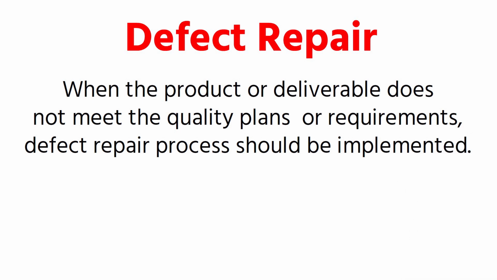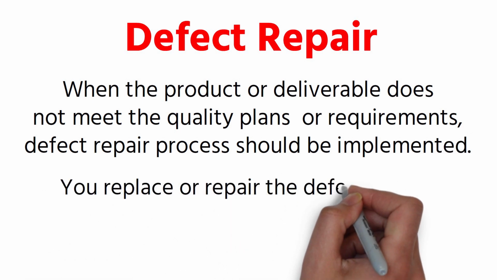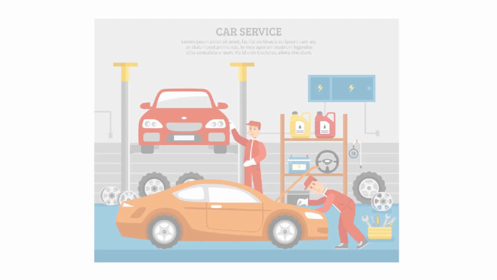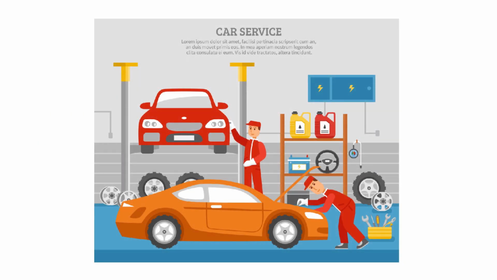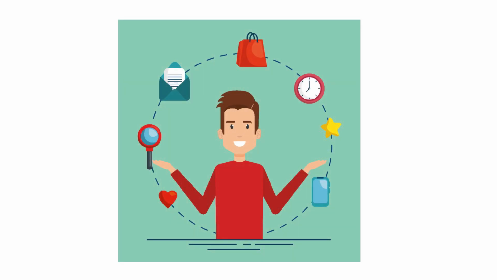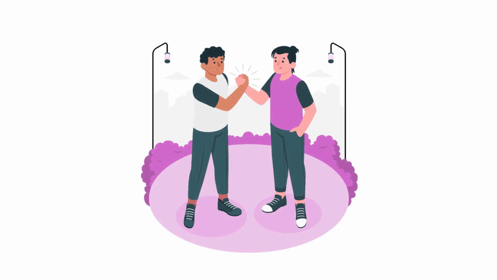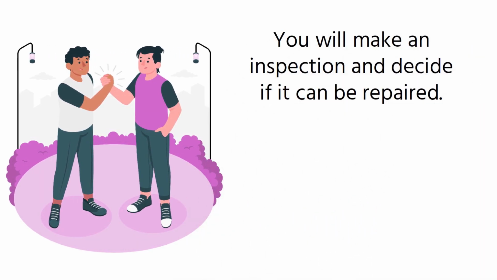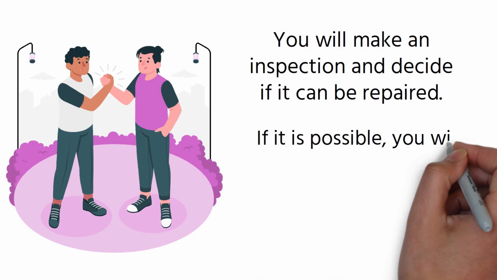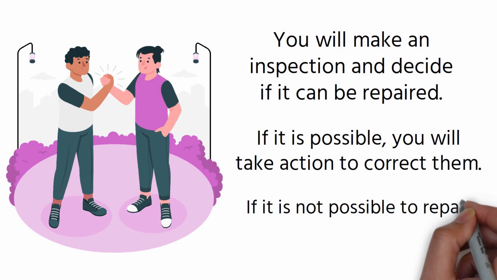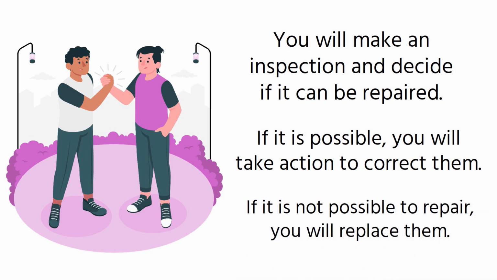Defect repair. When the product or deliverable does not meet the quality plans or requirements, the defect repair process should be implemented. You replace or repair the defective part of the product in this process. For instance, let's say that you are manufacturing auto spare parts. You notice that some of your products are beyond the quality limits. Their thickness is greater than the others. You will make an inspection and decide if it can be repaired. If it is possible, you will take action to correct them. If it is not possible to repair, you will replace them.